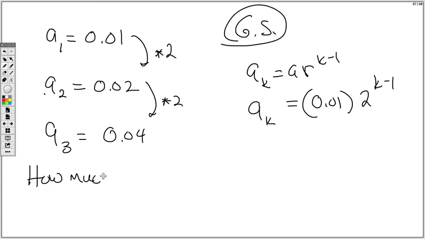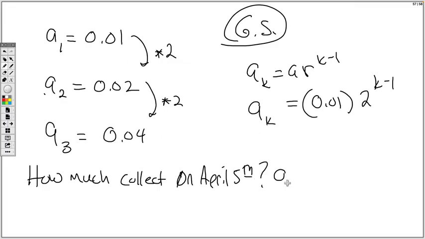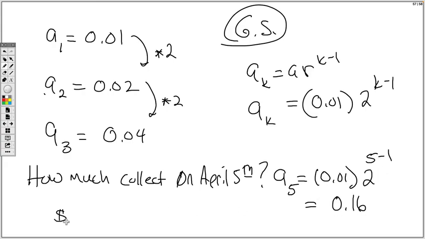So how much do we collect on April 5th? Just that day. Well, April 5th would be the 5th day of April, so I'd be looking at A sub 5, 0.01 times 2 to the 5 minus 1. Well, that's 2 to the 4th, which is what? 16 times 0.01. Okay. So on April 5th, on that day alone, I've collected 16 cents. You with me?